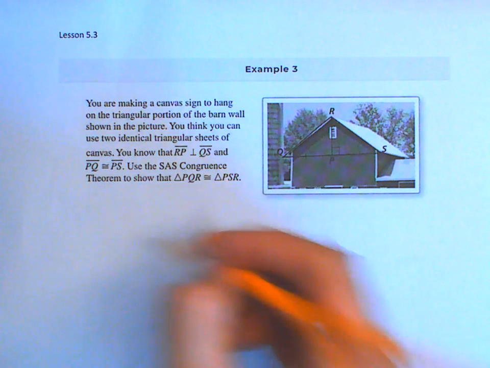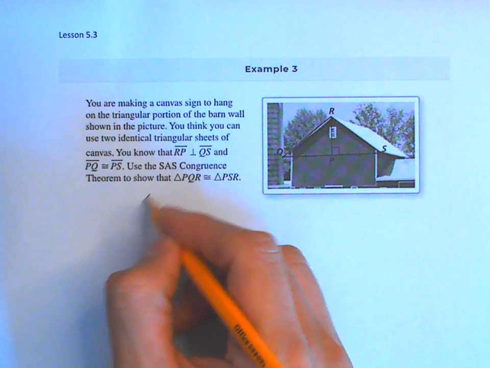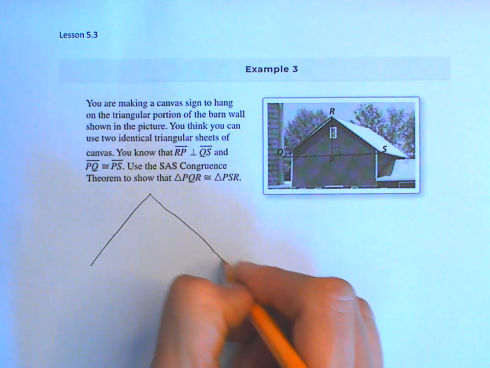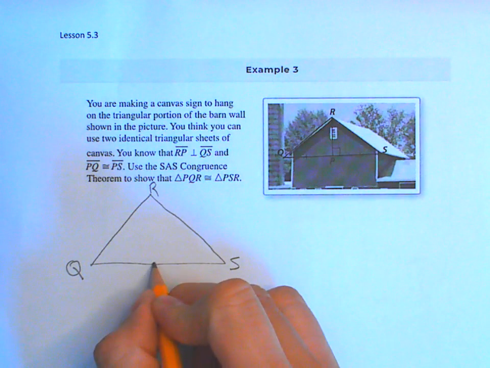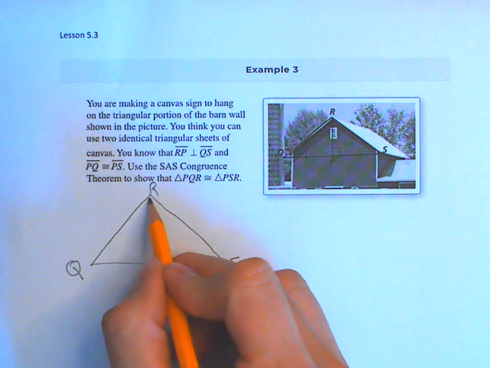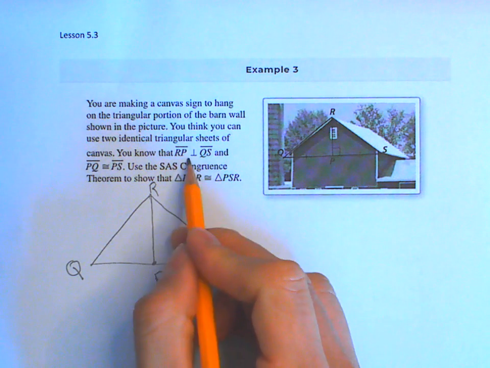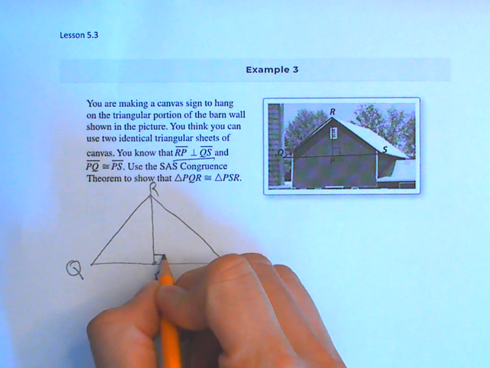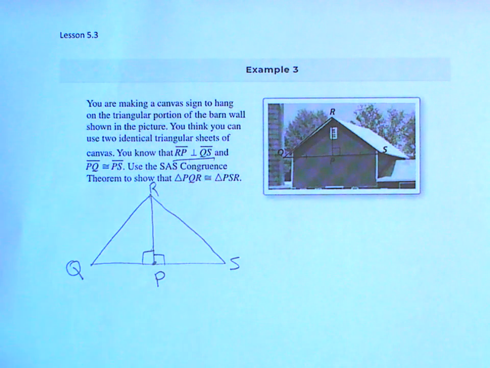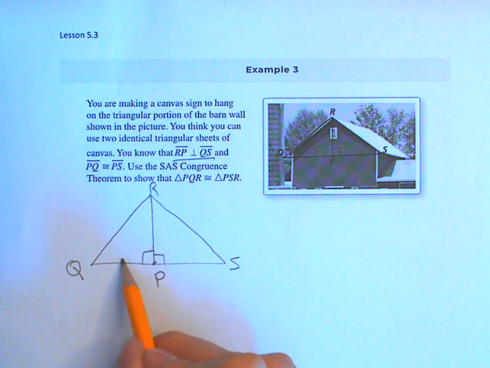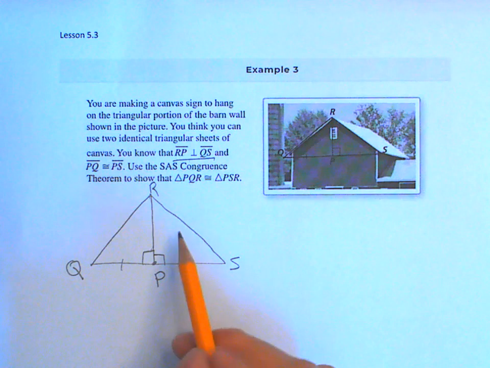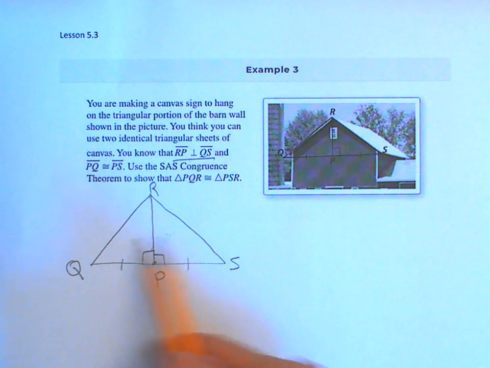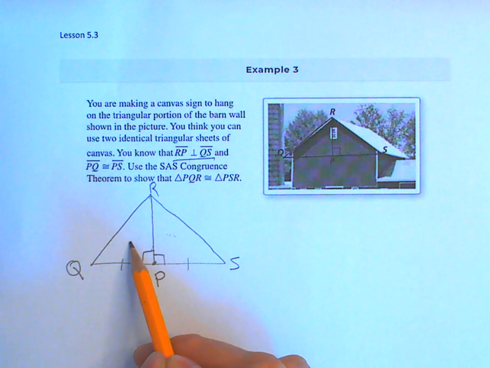So I'm going to redraw this just so you can see what is going on here. So you have a big triangular piece of roofing here where you have Q, S, R, and P. Now, according to this, RP is perpendicular to QS. That means that is a right angle. Okay? It also tells you that PQ is congruent to PS. So what they're trying to ask me is to prove that this triangle and this triangle are congruent by side angle side.